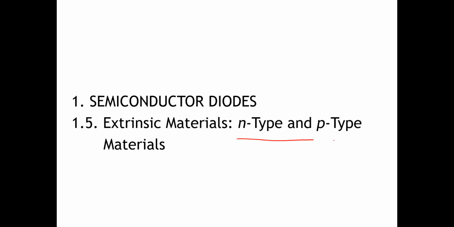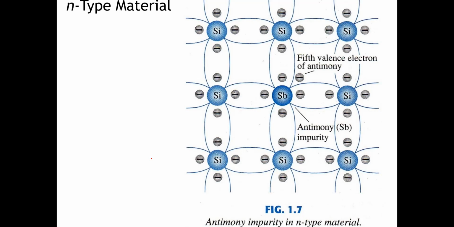Okay, so after intrinsic material, we jump to extrinsic material, N-type and P-type material. For N-type material, this is the silicon. Silicon is an intrinsic semiconductor, and we put antimony in the silicon. Antimony has 5 valence electrons, so antimony has 1 free electron after covalent bonding with the silicon. So this is the N-type material.